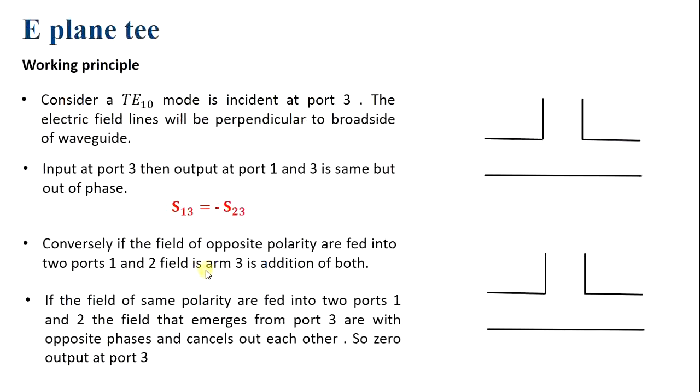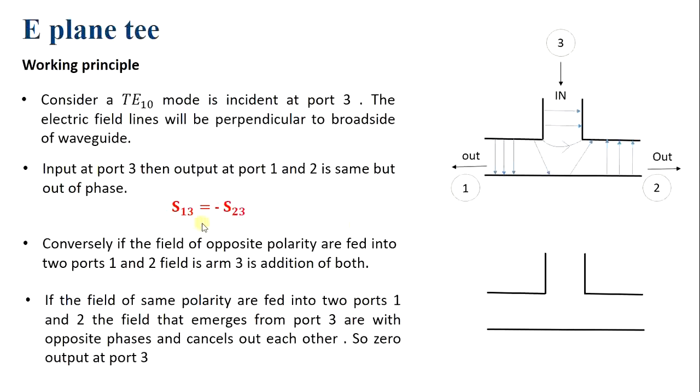Now we will see the working of this E plane T. Consider a TE10 mode incident at port 3 of E plane T. This is port 3, port 1 and port 2 of E plane T. The electric field lines, as you can see in the figure, are perpendicular to the broad side of the waveguide. As these electric field lines travel downwards to the junction, while passing through the junction, they bend. And after traveling some distance, these electric field lines become vertical, and they come out of port 1 and 2.